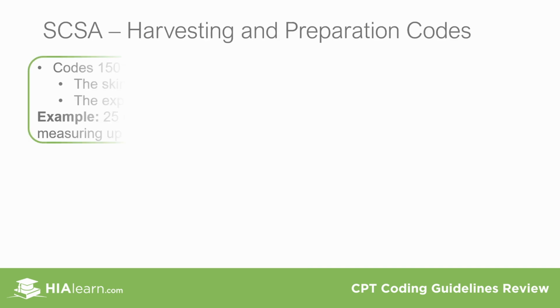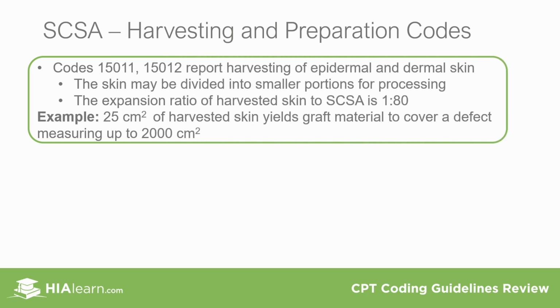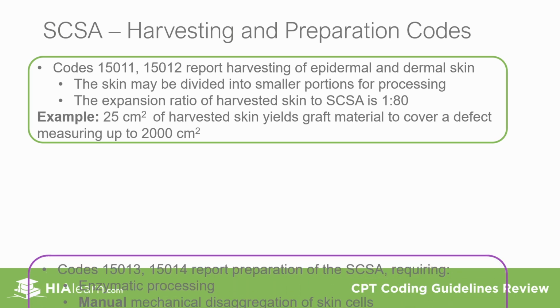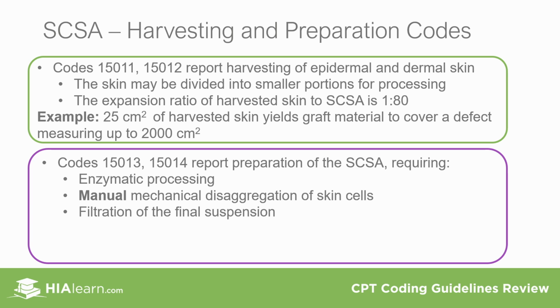Codes 15011 and 15012 report harvesting of epidermal and dermal skin for creation of skin cell suspension autografts, and the skin may be divided into smaller portions for processing. The expansion ratio of harvested skin to autograft is 1 to 80. For example, 25 square centimeters of harvested skin yields enough graft material to cover a defect measuring up to 2,000 square centimeters.